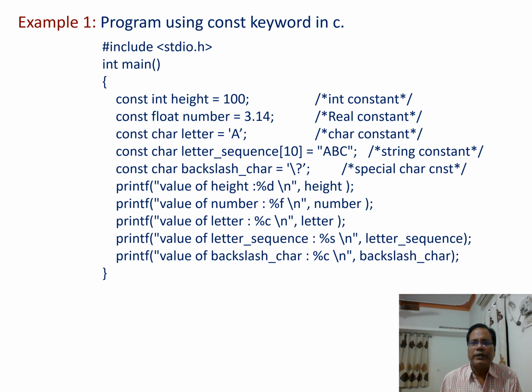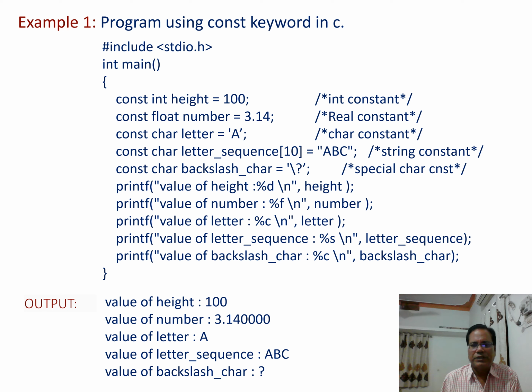Now let us print the values of the above defined constants. printf("value of height: %d"), and here the name of the constant is used instead of its value. The name of the constant is height and its assigned value is 100. When the program is run, all the values of the constants get printed at the format specifier places. So when this program is run, we get output of this nature.